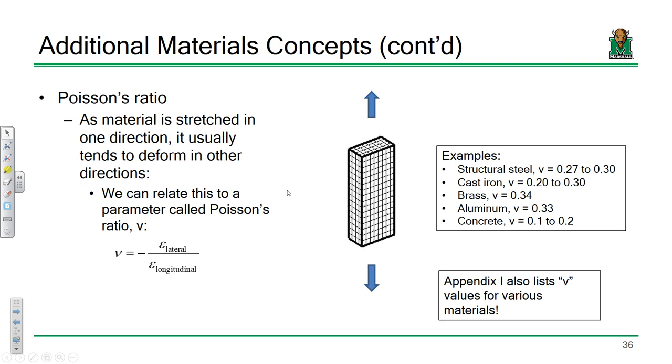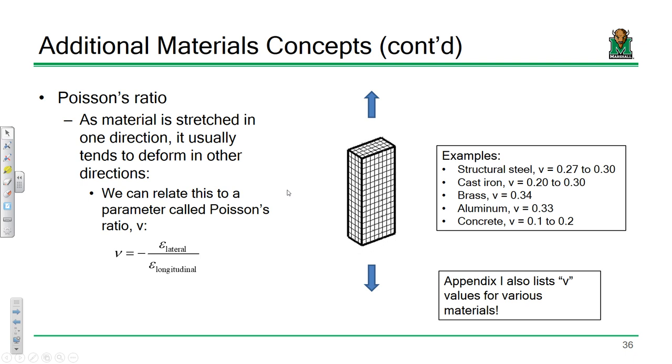The reason for the negative sign is, just think about the behavior of what's going on. If you're taking an element and stretching it, it's getting longer one way, so longer, positive deformation, but it's getting shorter this way, so negative deformation this way. So if you take the values and just divide them, you'll get a negative answer. So that's why we throw in another negative so the Poisson's ratio comes out positive. Does that make sense? Everybody okay with that?